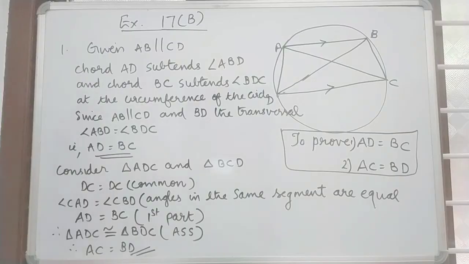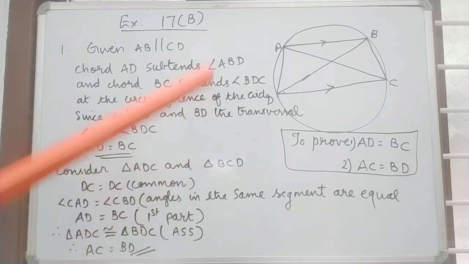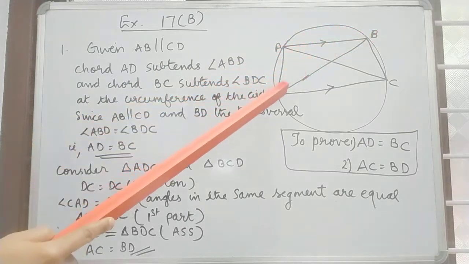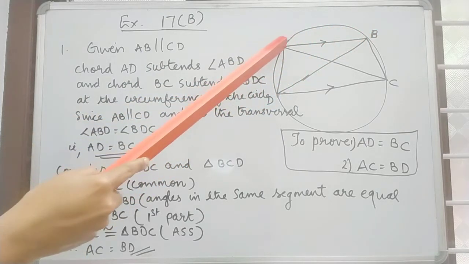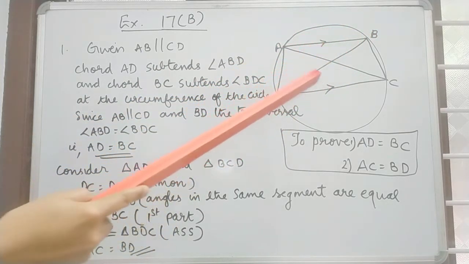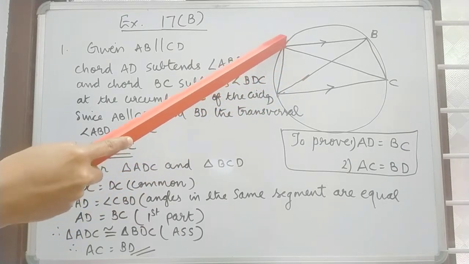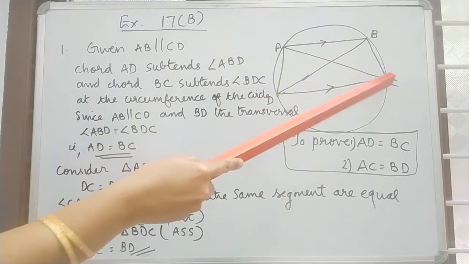We can start exercise 17b. First question. In a cyclic trapezium, the non-parallel sides are equal and the diagonals are also equal. Prove it. We can draw a cyclic trapezium ABCD, mark AB and CD as parallel lines, and the non-parallel sides are AD and BC.